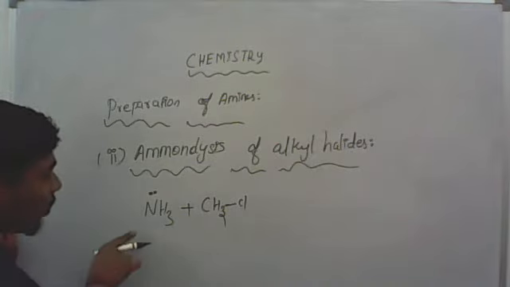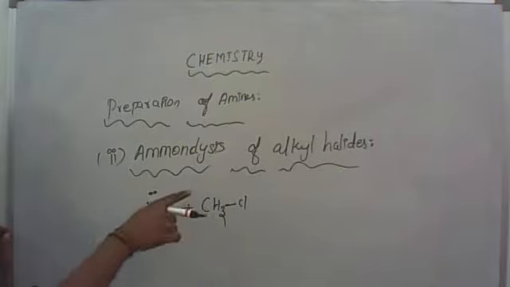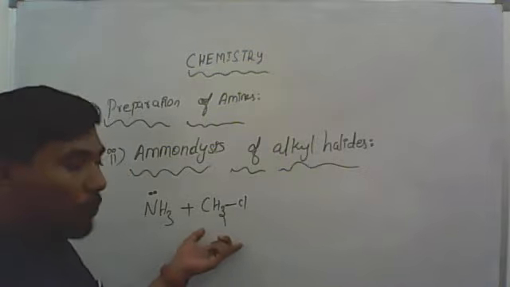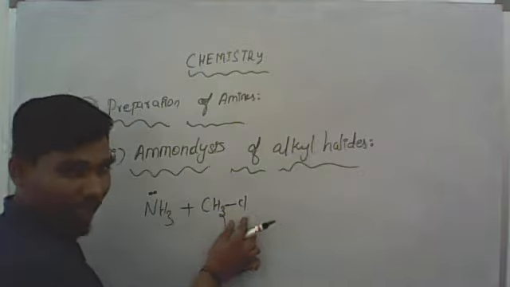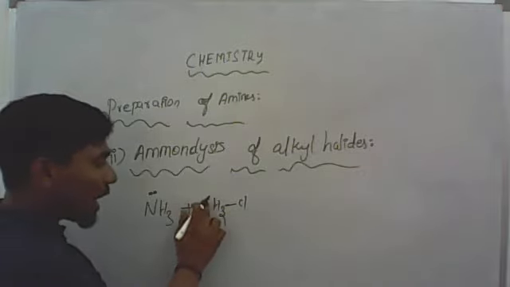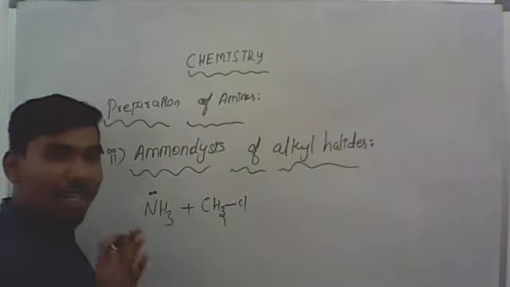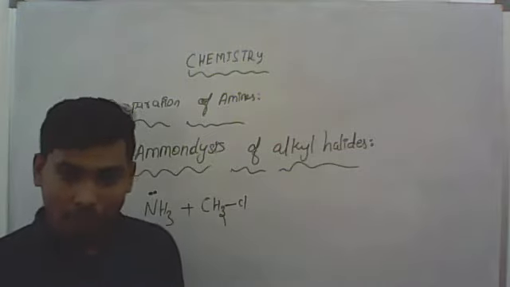See here, the ammonia is acting as a nucleophile. Nucleophile means it can donate electrons to an electron-deficient species. In this compound, chloromethane, there are two species: one is methyl and the other is chloro. Here is the carbon and here is chlorine. Carbon has less electronegativity than chlorine.